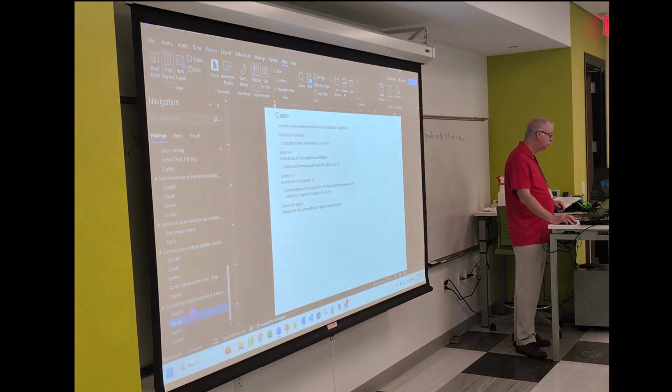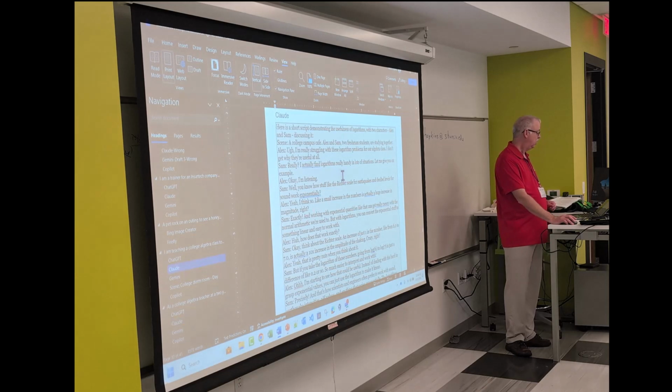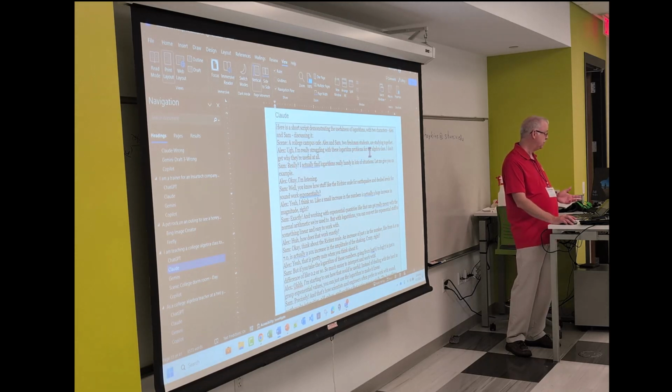So let's look at what Claude gave. Scene: college campus. Alex and Sam, 2 college freshmen, are studying together. "I'm really struggling with these logarithm problems for our college algebra. I don't get why they're useful at all." "Really? I actually find logarithms really handy in lots of situations. Let me give you an example."